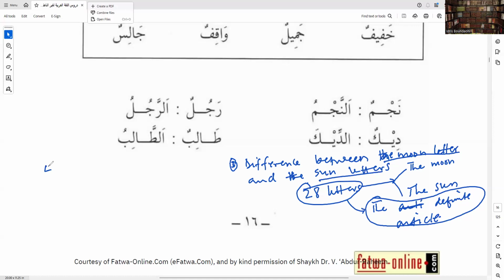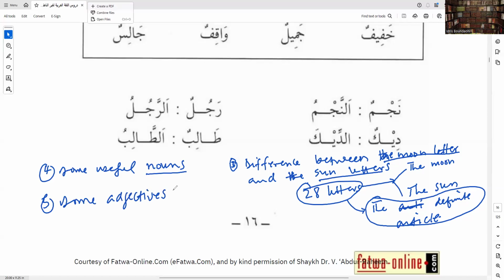And then, as always, we're going to learn some useful nouns. Some useful nouns in Arabic. And then finally, some adjectives. We're going to learn some adjectives. So these are the objectives of this dars. So let's get started.